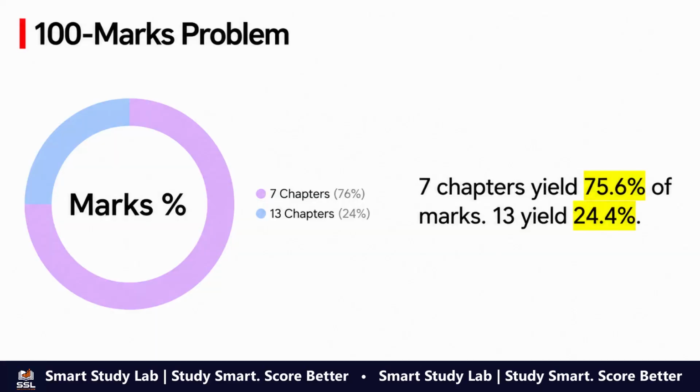Get this! Historically, just 7 chapters out of your entire textbook yield over 75% of all exam marks. Think about that for a second. The remaining 13 chapters combined, they give you barely 24%. Honestly, Paper 7 has the highest concentration of marks in a tiny set of chapters compared to any other paper you'll take. The takeaway here is crystal clear. Master your 7 core chapters and just strategically manage the rest.